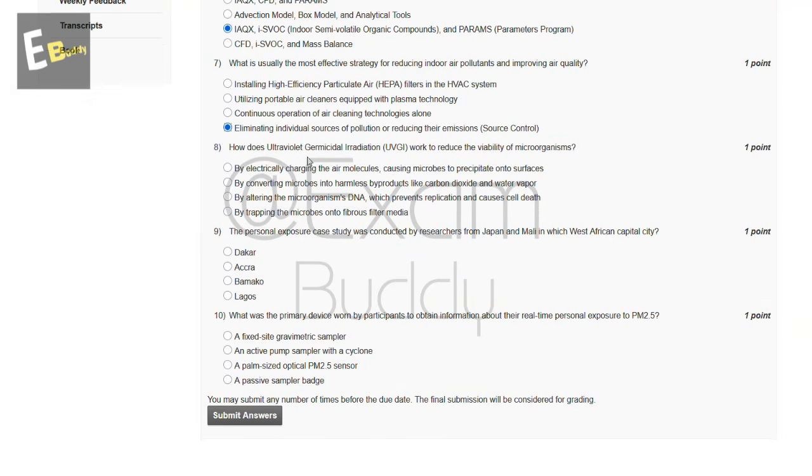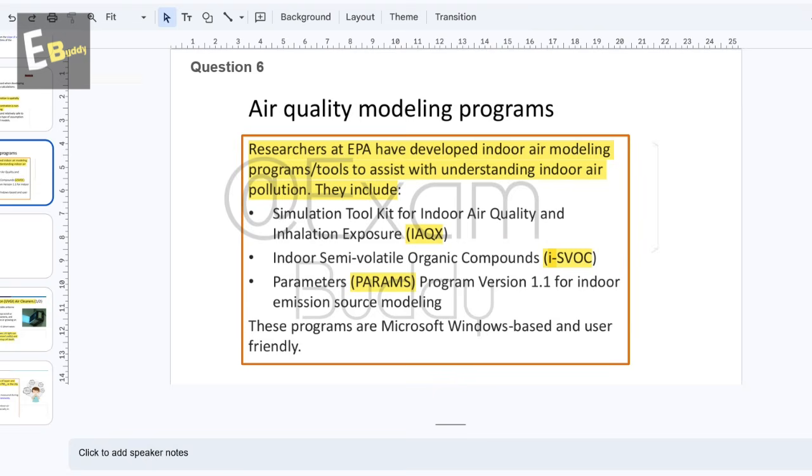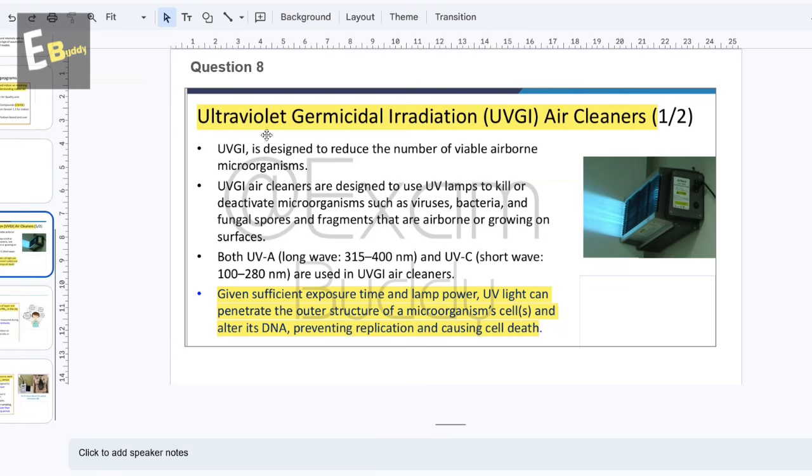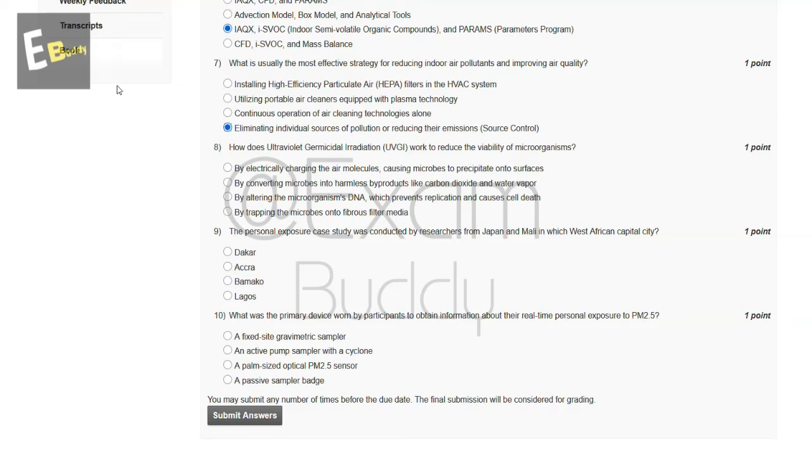And now let's go to our question number 8. How does ultraviolet germicidal irradiation work to reduce the viability of microorganisms? So these are the options, and now let's check the explanation. So explanation says ultraviolet germicidal irradiation UVGI air cleaners, given sufficient exposure time and lamp power, UV light can penetrate the outer structure of a microorganism's cells and alter its DNA, preventing replication and causing cell death. So the answer of our eighth question is C. By altering the microorganism DNA, which prevents replication and causes cell death.